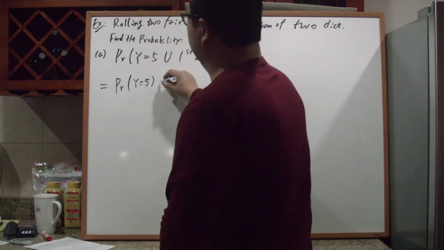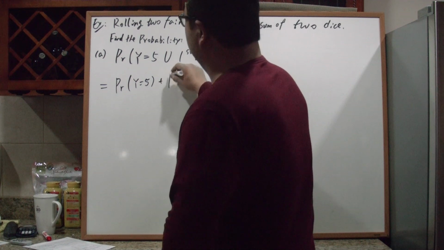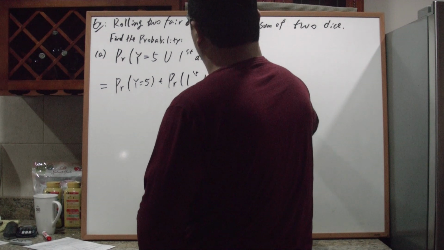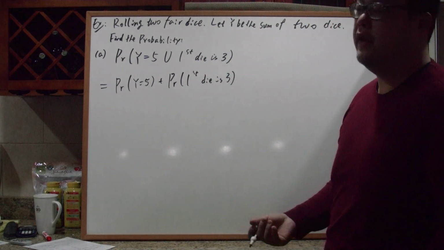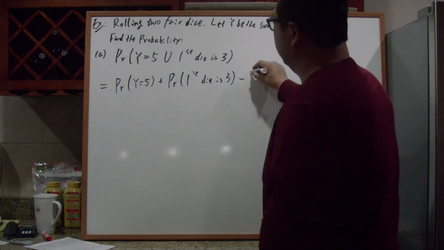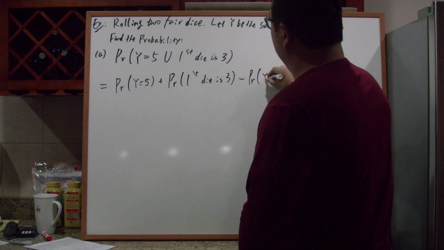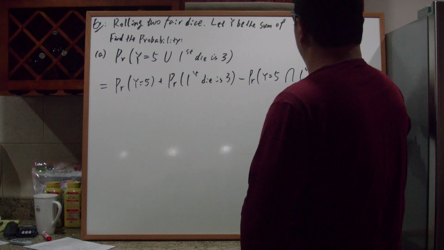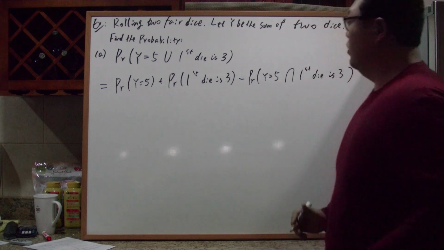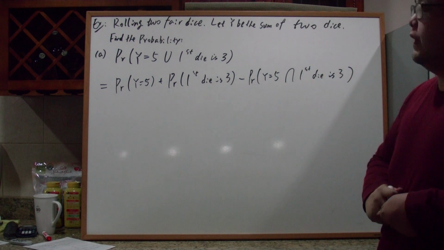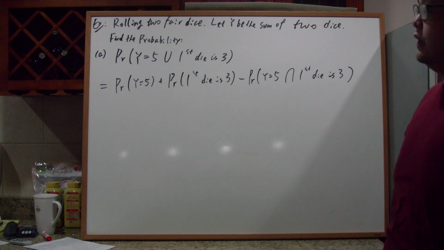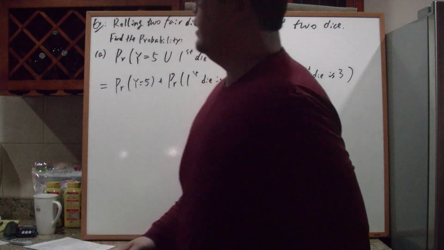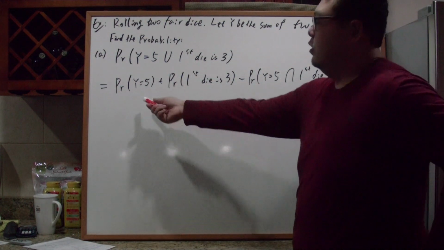Right, the first part, the sum is 5, the second part, the first die lands on the value of 3. Well, we need to minus the intersection of the sum is 5 and as well the first die is 3. So we do the probability separately. Let's do the first one, right?